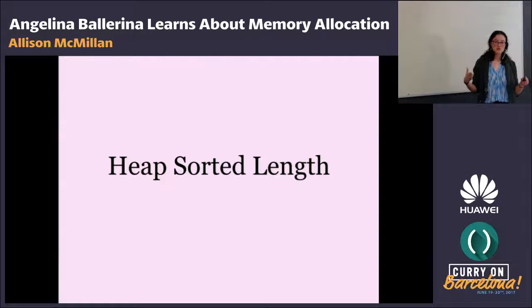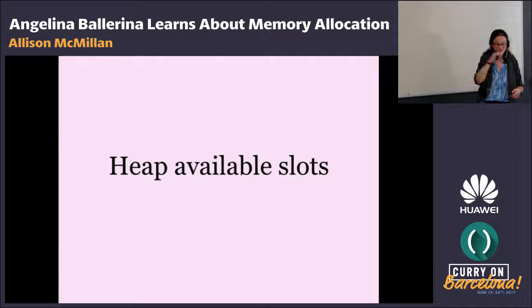Heap sorted length is the actual size of the heap. So this is the total number of slots in all of the pages. Even if a page is free or used, that length still stays the same. Each Ruby heap page has 408 slots. The size of each slot is 40 bytes. So each page can hold about 16 kilobytes. If we're thinking about this in the routine that we're choreographing, this is like how much has been choreographed so far.